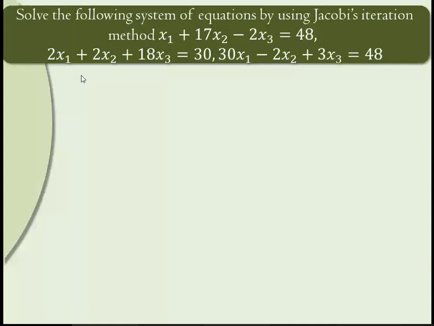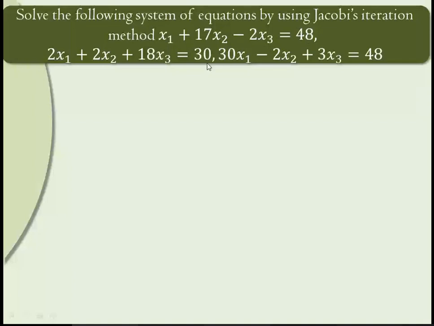Okay. Now, just carefully look at the equations. Check which equation has the largest coefficient for x1. Here the coefficient of x1 in the first equation is 1, here it is 2, here it is 30. So take this equation as equation 1. Then from the rest of the equations, check whose coefficient of x2 is larger. Here it is 17, here it is 2. So take this equation as equation number 2 and the remaining equation as equation 3.